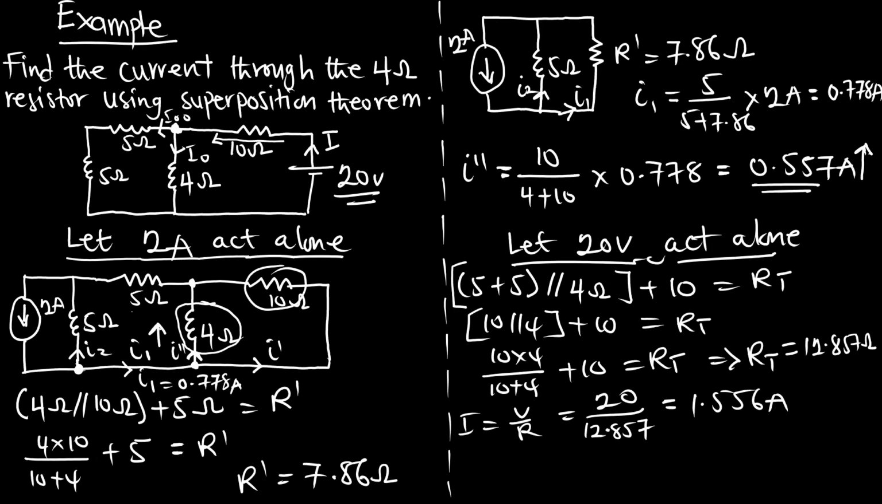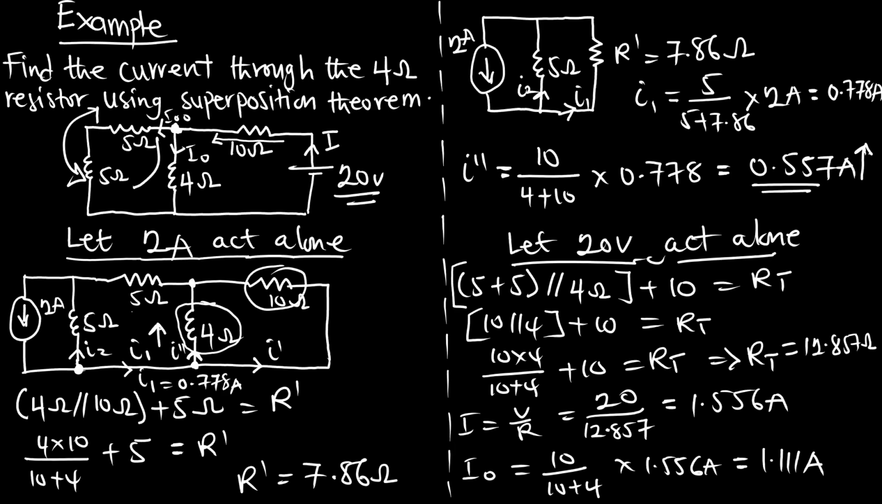So in order to find the current through the 4, we are also going to use the current divider rule. And the resistors at this part are in series, so their effect is going to be 10. So I naught by current divider is going to be the 10 ohm resistor from these two on 10 plus the 4 that we are interested in, multiplying the total current coming, 1.556 amperes. The current is going to give us 1.111 amperes.